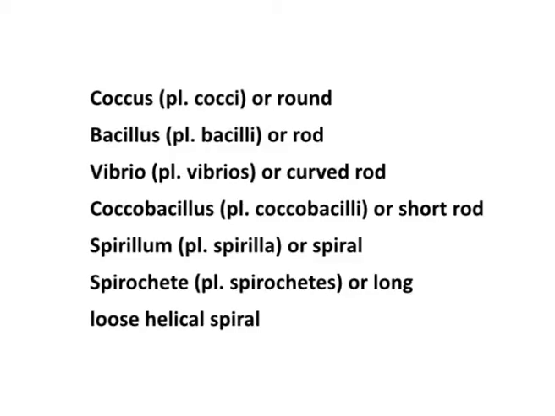Cell morphologies commonly found in prokaryotic cells are coccus, plural cocci or round in shape, bacillus, plural bacilli or rod shape, vibrio, plural vibrios or curved rods, coccobacillus, plural coccobacilli or short rod, spirillum, plural spirilla or spiral, spirochete, plural spirochetes or long, loose, helical spiral, etc.